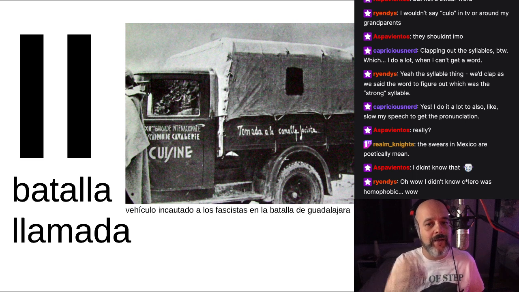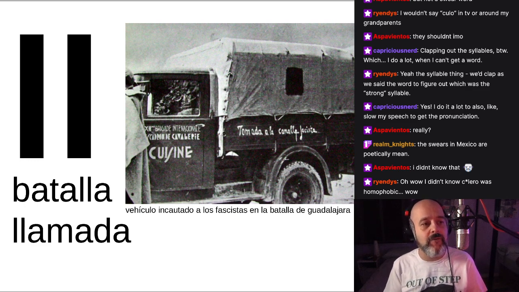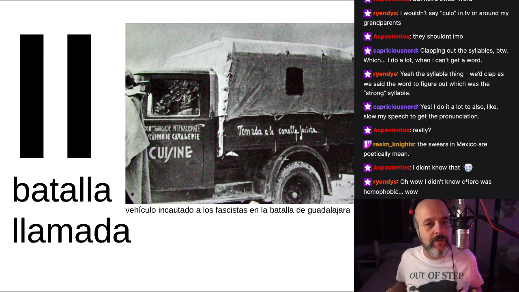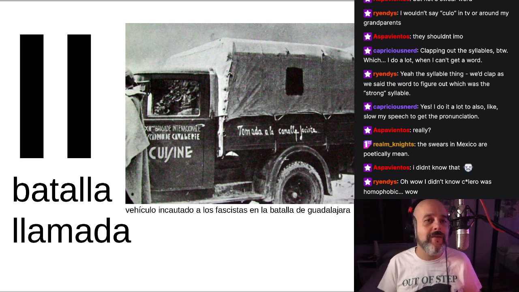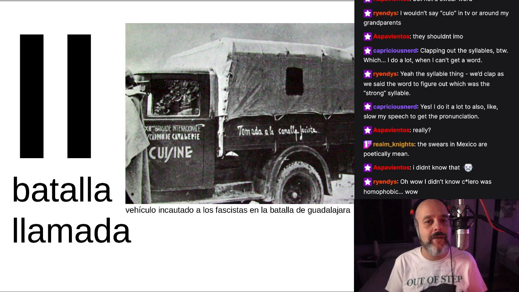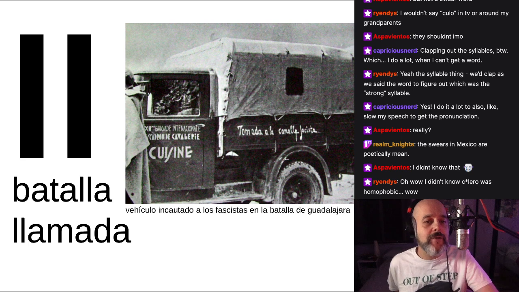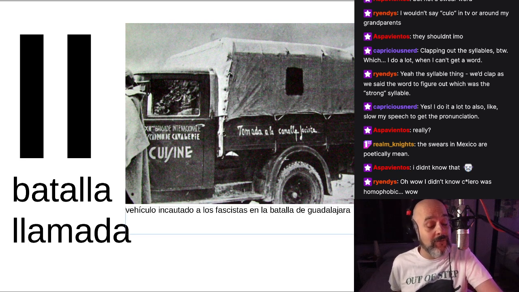And he led the Battle of Guadalajara, where there were a lot of Italian troops with heavy armored vehicles and even light armored vehicles, a one-person vehicle with a machine gun, very small. They were high technology, and they were testing it against the Spanish anarchists, basically. And he kicked their asses. He kicked the asses of those Italian pieces of shit, those fascists. So this is one of the trucks that they impounded. So I'm going to go word for word so we can do the Spanish lesson part.